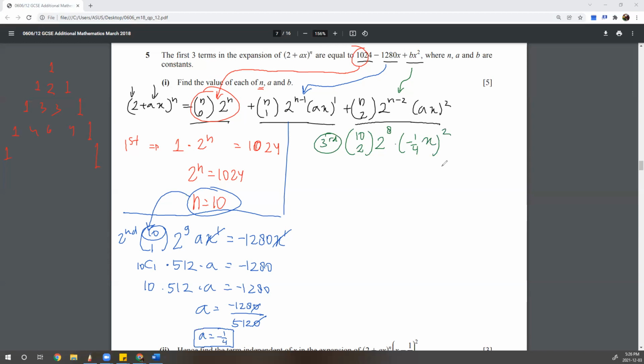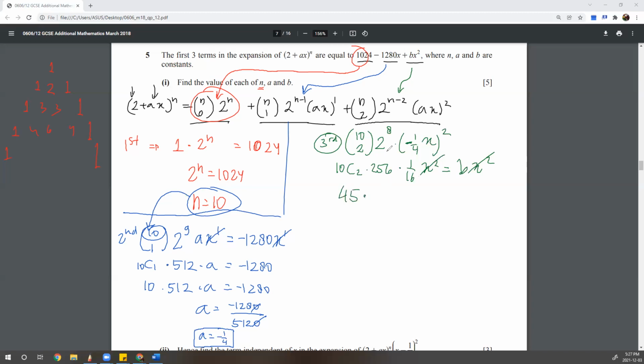Okay, 10C2. You have to calculate 10C2 in your calculator. Times 2 power 8 is 256. 1 over 4 squared is 1 over 16. We ignore the negative. Why? Because a negative to the power of an even number becomes positive, x squared equals bx squared. Okay, you also can cross the x squared. As simple as that. 10C2, use your calculator. You will get 45.